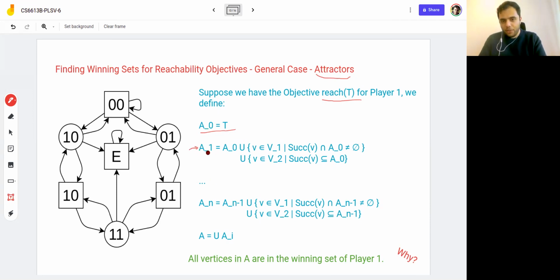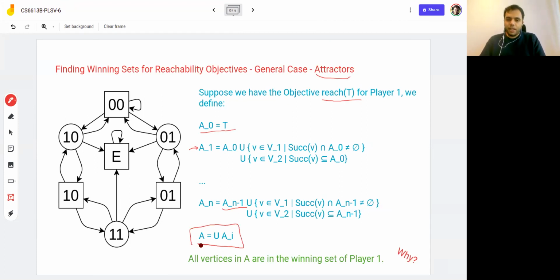So we create A1 based on A0 by putting in all the vertices from which player 1 can force the game to go to A0. And then we continue this. Let's say that I know that in AN-1, player 1 wins. So I define AN as everything that I already know player 1 wins at, plus all those vertices from which player 1 can go to the winning set in one step, plus all the vertices in which player 2 has no choice but to let player 1 win in one step. So this is the sequence of sets that I define. And then I just define my attractor A as the union of all these sets.